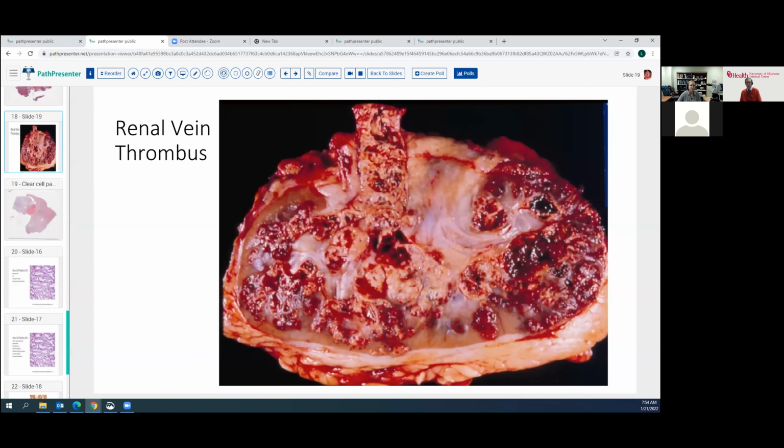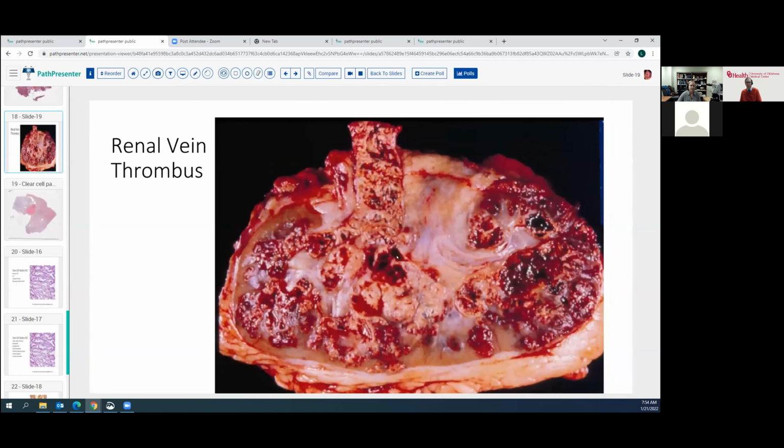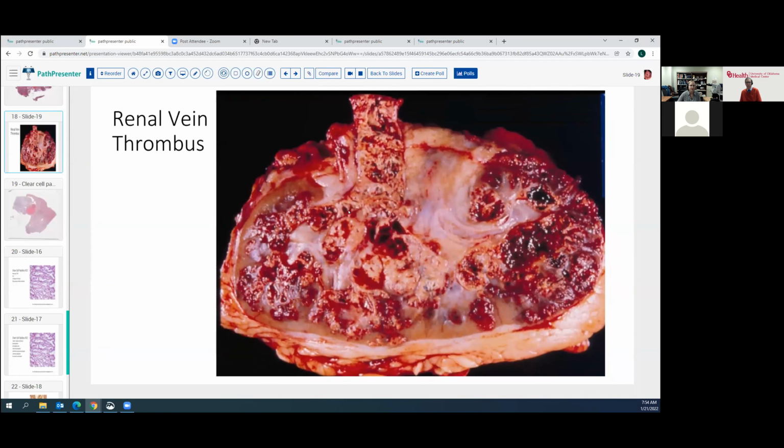Okay, so this is a nephrectomy specimen. I just wanted to mention that when we're looking at the renal vein, and if we have a renal vein thrombosis, a lot of times the surgeons will have a little bit of a lip around the tumor. I try to shave that lip off because if there's any free endothelium, that makes the margin negative.